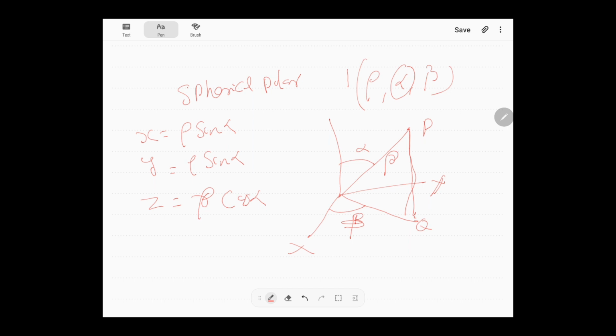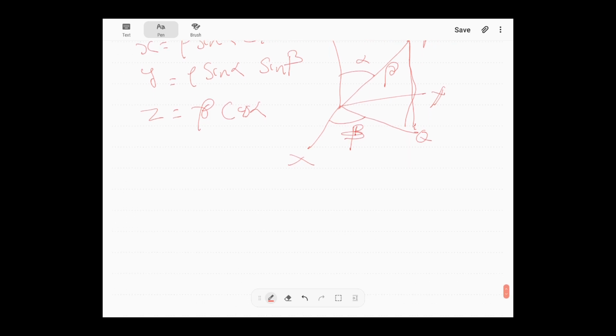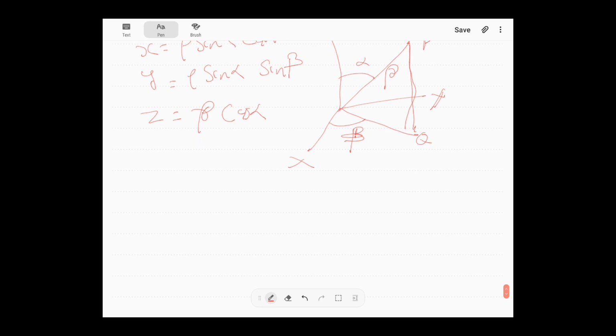And in general, in polar coordinates, x is equal to r cos theta, y is r sin theta. Always we write x with cos first and next sin. Therefore, for the other angle, you write here cos beta and sin beta. This is x is equal to rho sin alpha cos beta, y is rho sin alpha sin beta, z is rho cos alpha. Or this other way also you can easily remember.